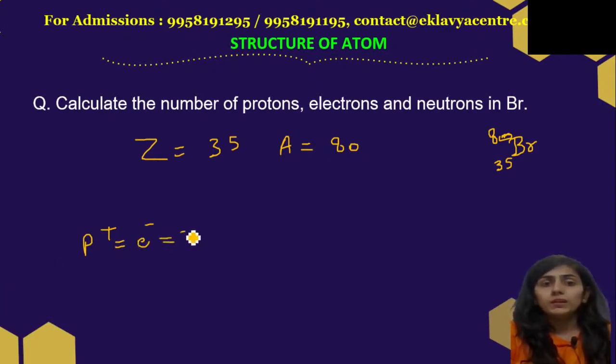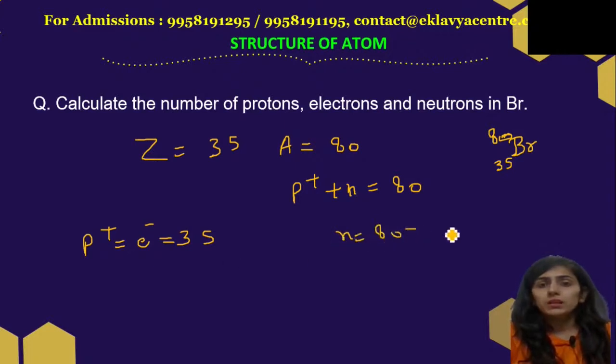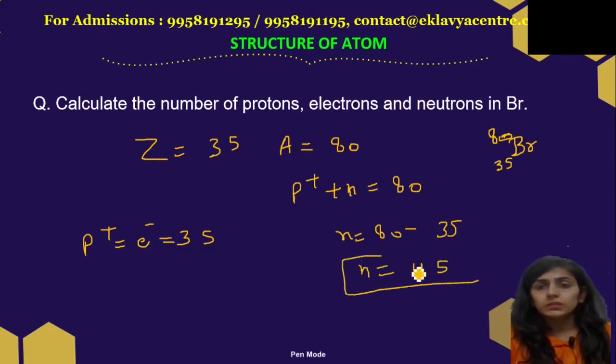And the atomic mass number is the number of protons plus neutrons, 80. So the number of neutrons will be equal to 80 minus the number of protons, which is 35. On solving, you will get the number of neutrons, that is 45. So this is how we have to solve these questions. Clear?